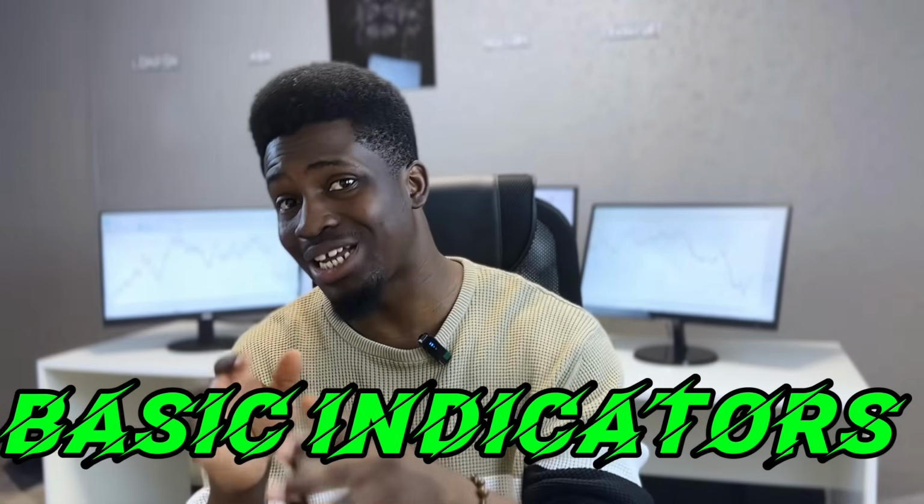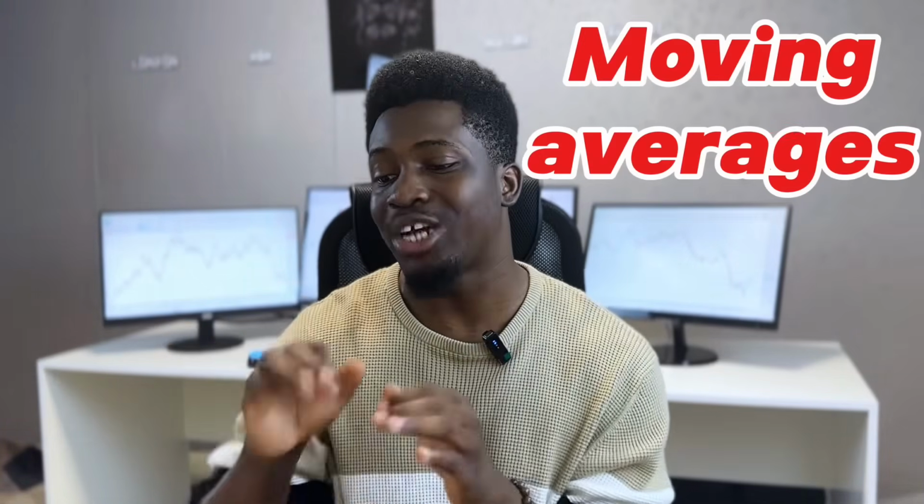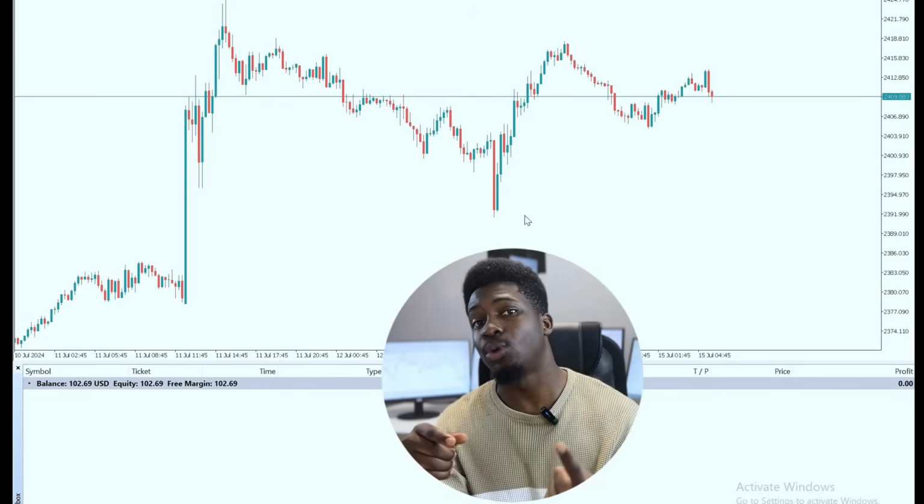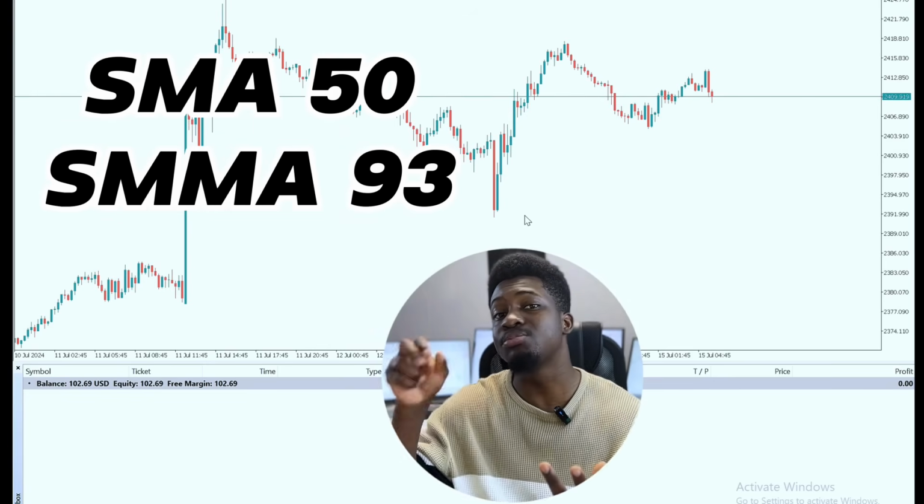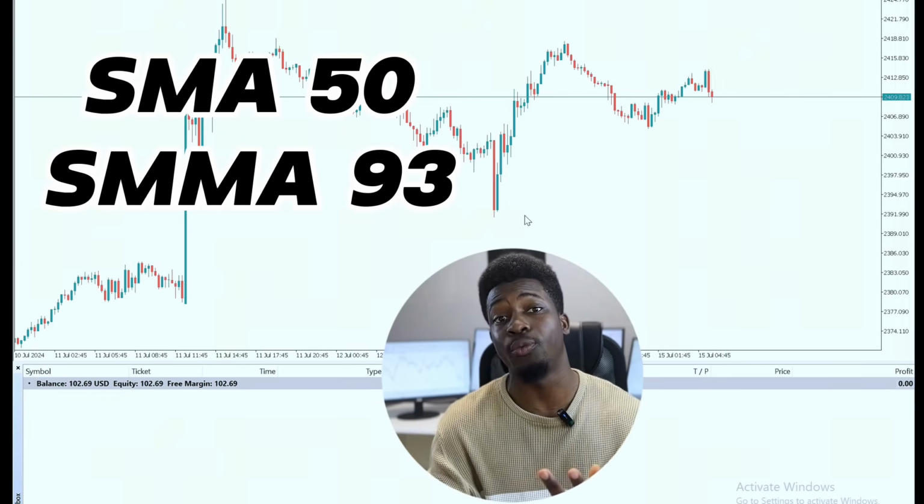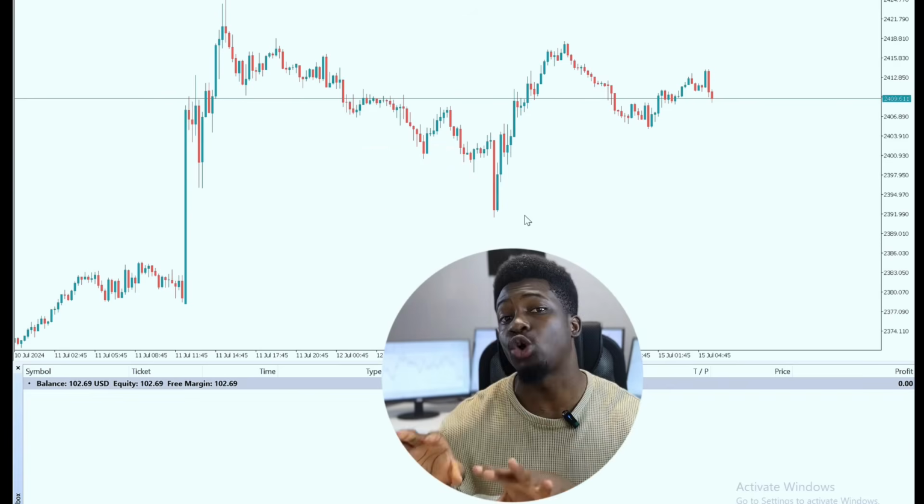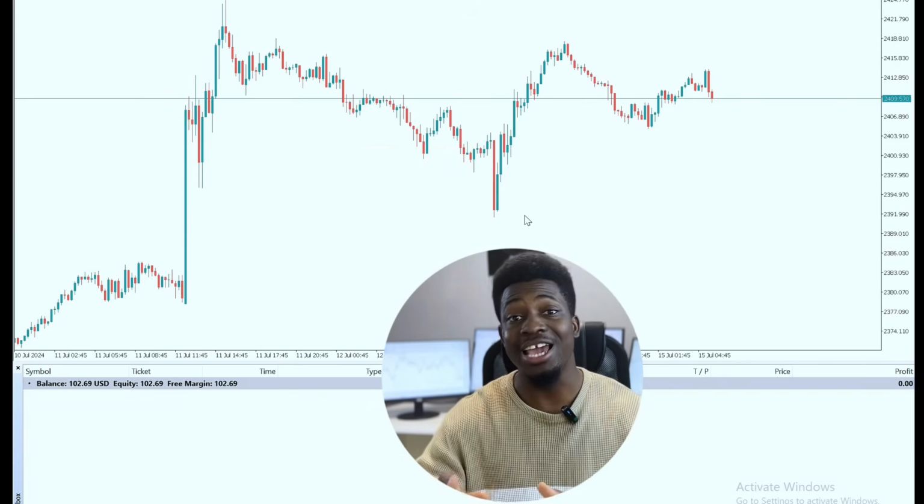That's the indicators under the custom indicators or just the system indicators, things like that. We have several types of indicators, but the one that in my years of trading has been extremely accurate is the moving average. That's why we're going to be putting on a moving average. The first moving average we'll be using is a simple moving average of 50. The second one is a smoothed moving average of 93, right? This particular moving average combination is deadly accurate.